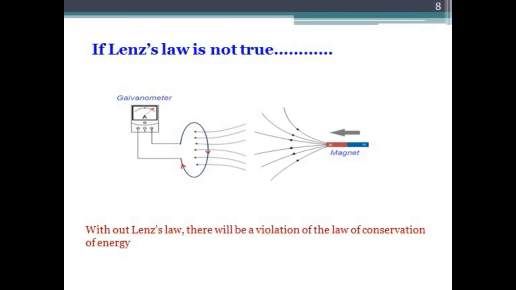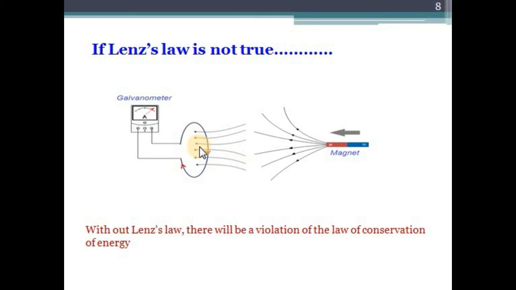Let's see this. Suppose you are bringing this bar magnet towards this coil, which is connected to a galvanometer. In this case, the north pole is facing towards the surface of this conducting coil. Because of the change of magnetic flux passing through this coil, a current will be induced in it. And suppose that in this situation, the direction of the current is such that it doesn't oppose the motion of the bar magnet or the original change of the flux passing through the conducting coil.